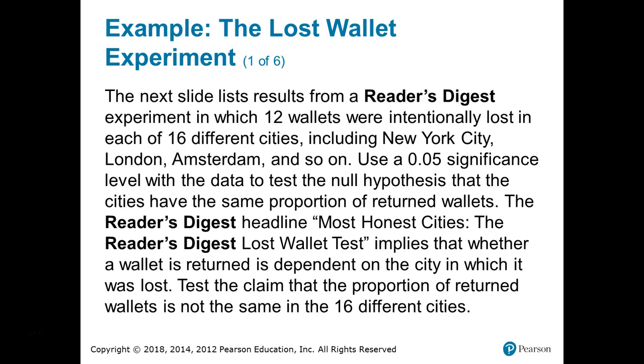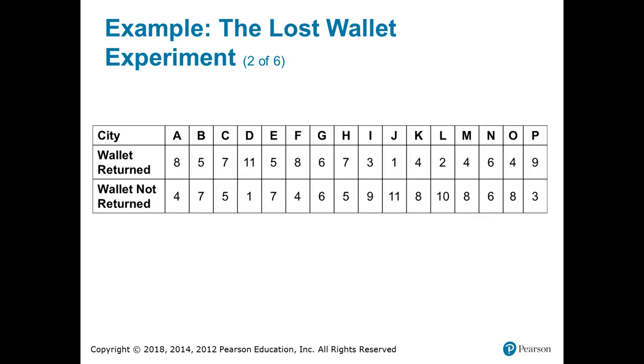I think it's a pretty cool one. So Reader's Digest had an experiment in which 12 wallets were intentionally lost in 16 different cities. So we use a significance level of alpha is 0.05, and we want to test the null hypothesis that the cities have the same proportion of returned wallets. So here is our data. They don't tell you what each city is, so we'll call it city A, B, C, D, E, F, G, all the way up to P.